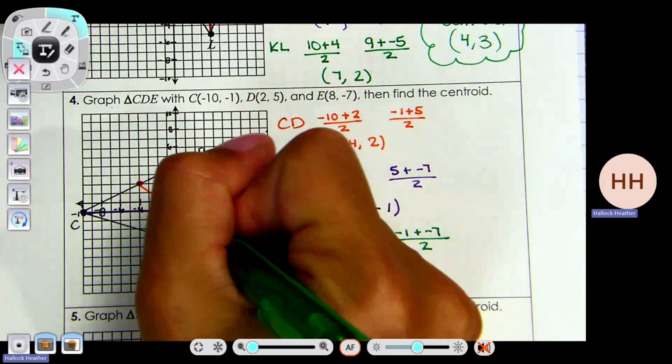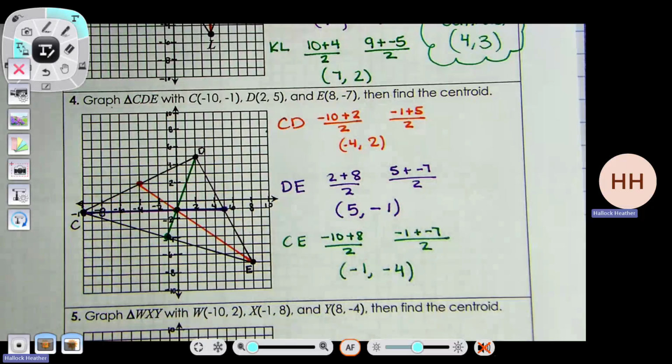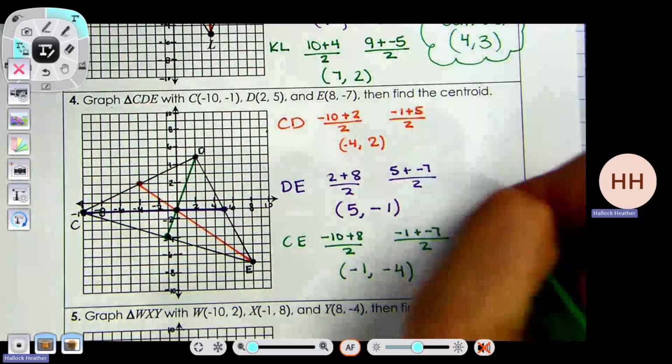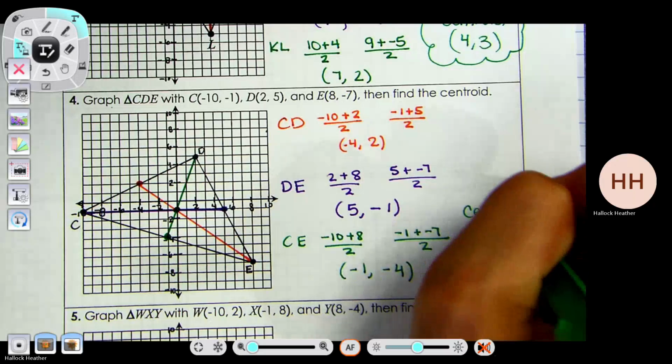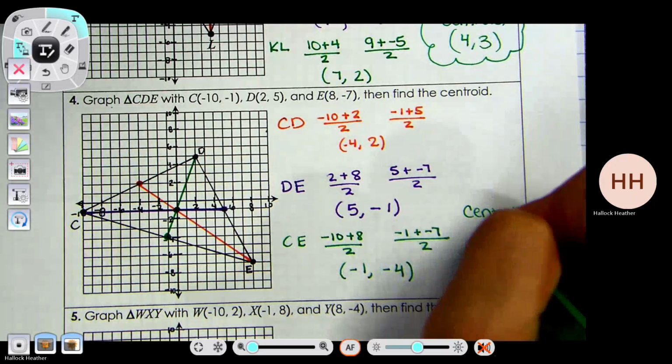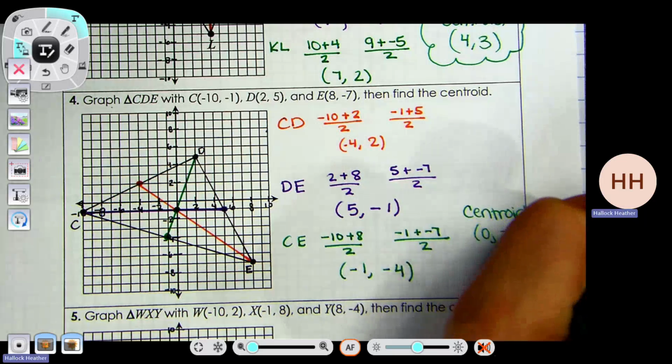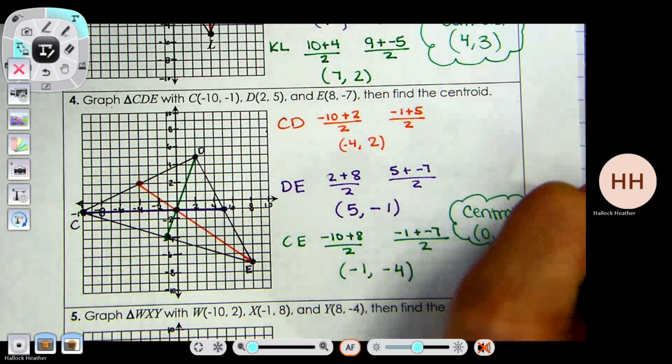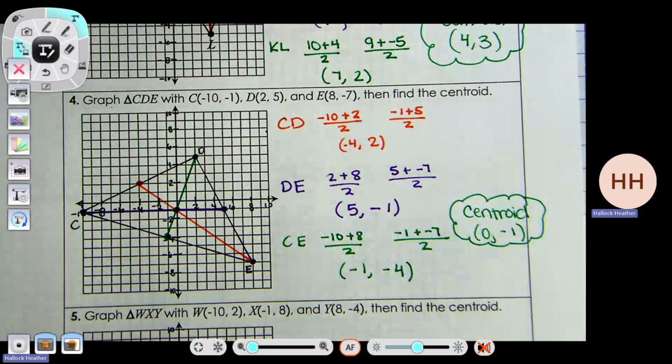That is the centroid. And I know the graph is a little ugly because I feel like the X and Y axis aren't dark enough. Can anybody see what that is? That's like 0, -1. So this is easy, right?